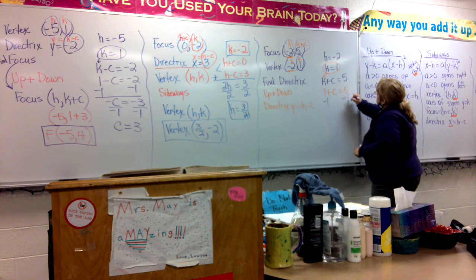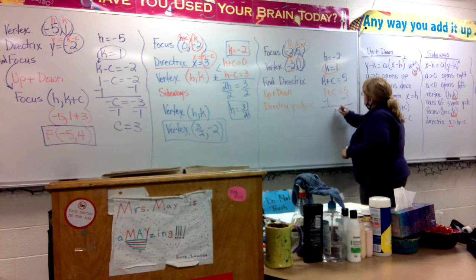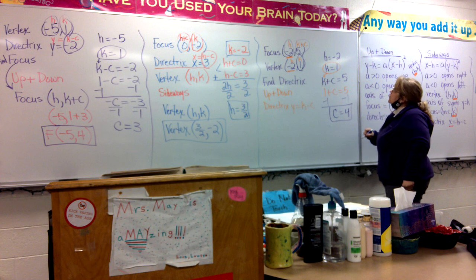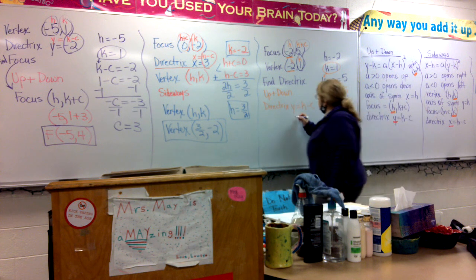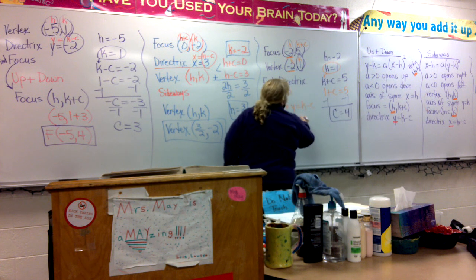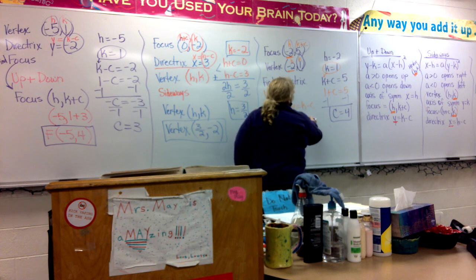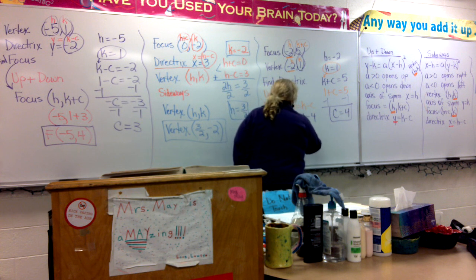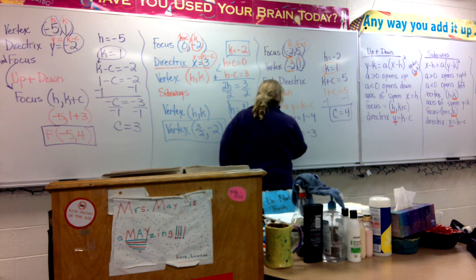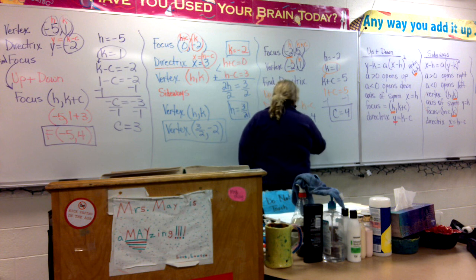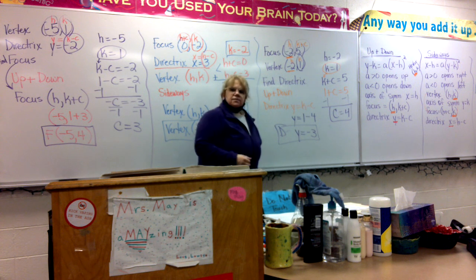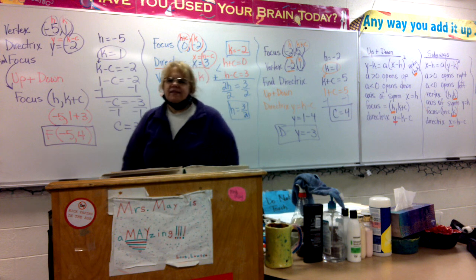So minus 1, what is your C value? 4. So C is 4, K is 1. So what's the directrix? Y equals 1, take away 4. Y equals -3. Is that right? Yeah. Does that make sense?